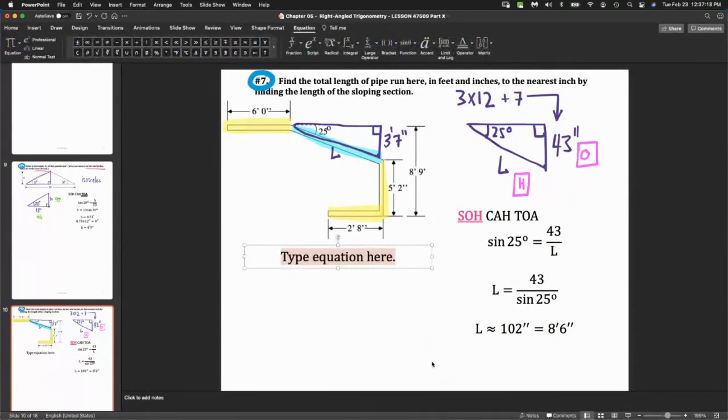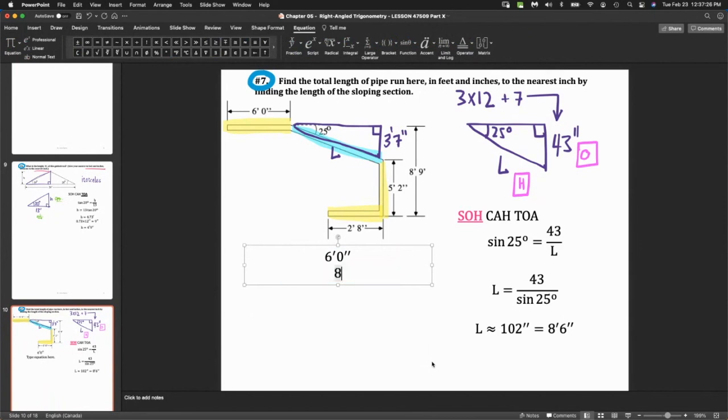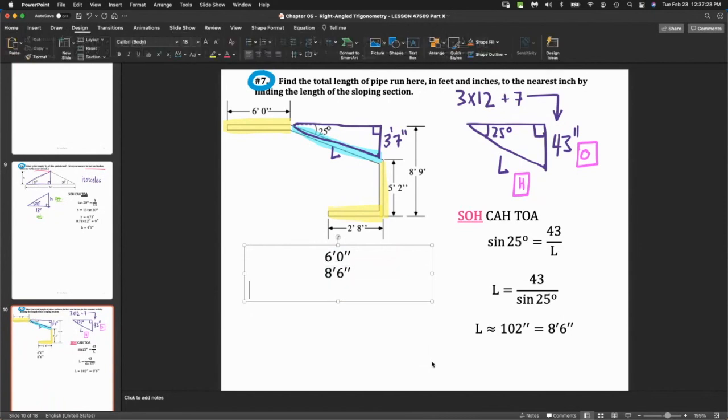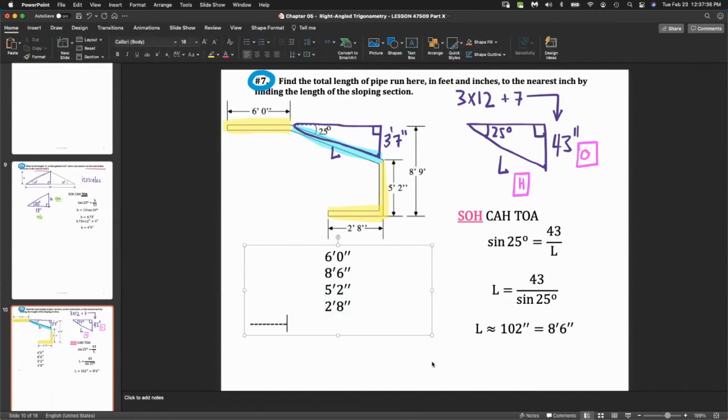So here's our final step. We're going to add a bunch of stuff together here. We're going to add all the yellow stuff. See, 6 feet 0 inches, and then we're going to have here 8 feet 6 inches, and then we're going to have 5'2" and 2'8", and then we'll add them up.